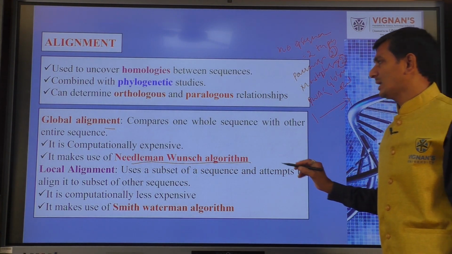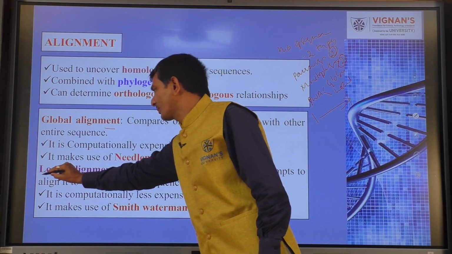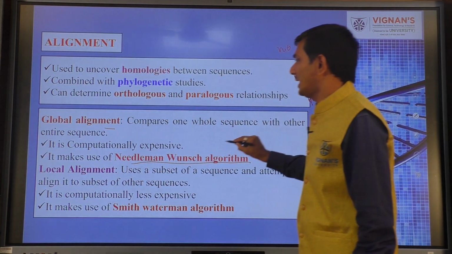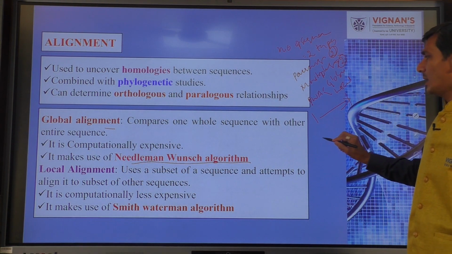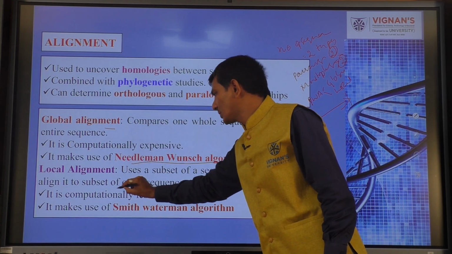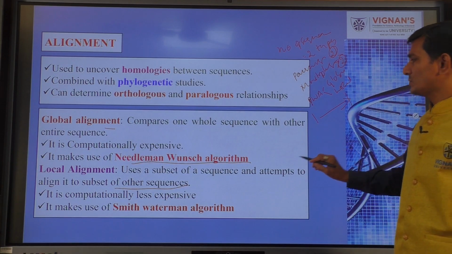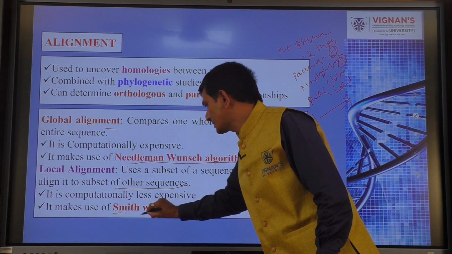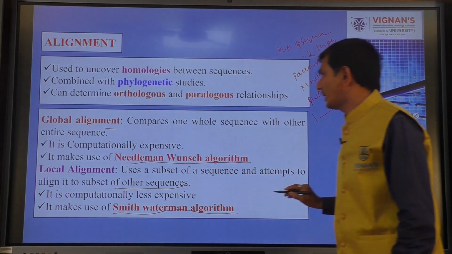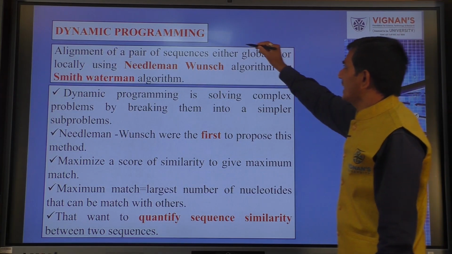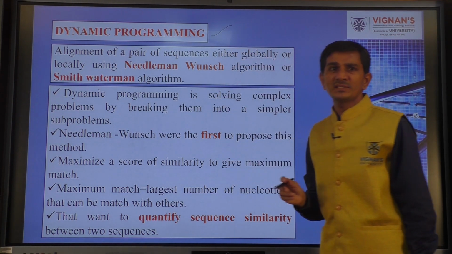Coming to the second type of alignment, local alignment. Local alignment is the alignment of a pair of sequences along their conserved regions, and it makes use of the Smith-Waterman algorithm. Next is dynamic programming. So, what is dynamic programming?